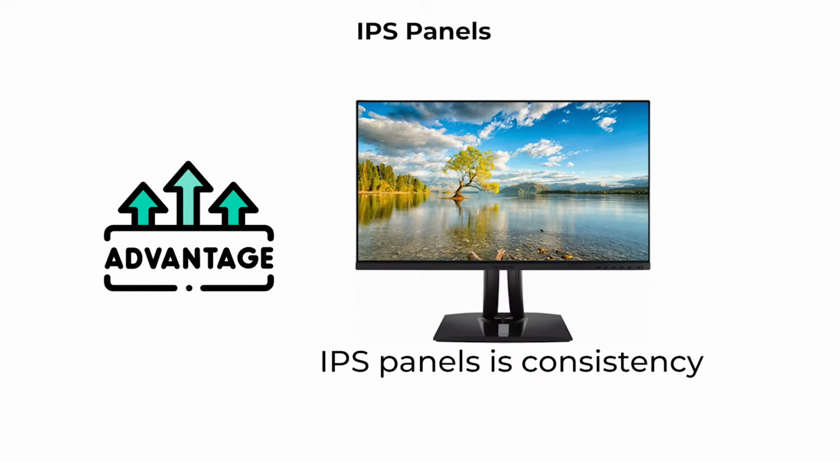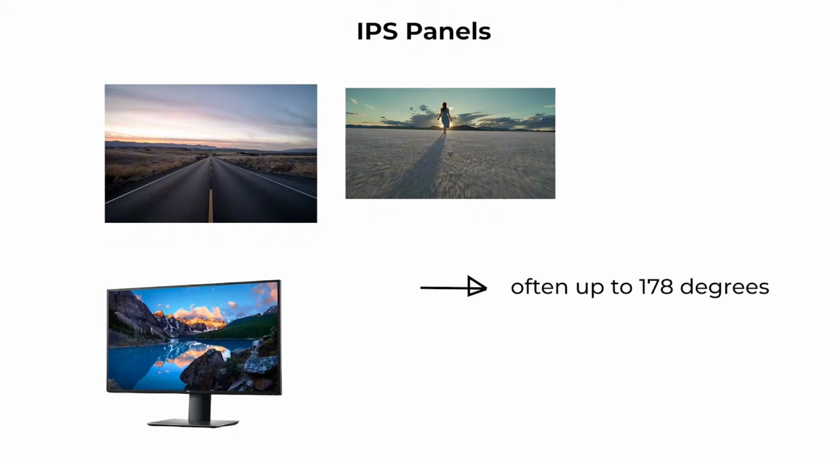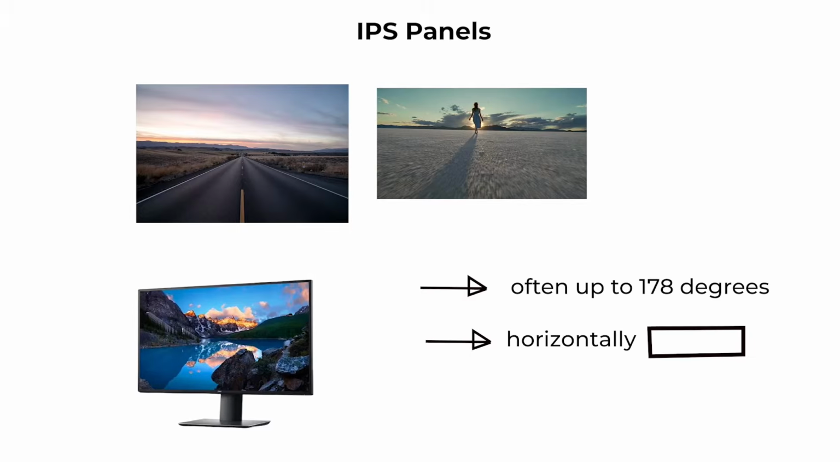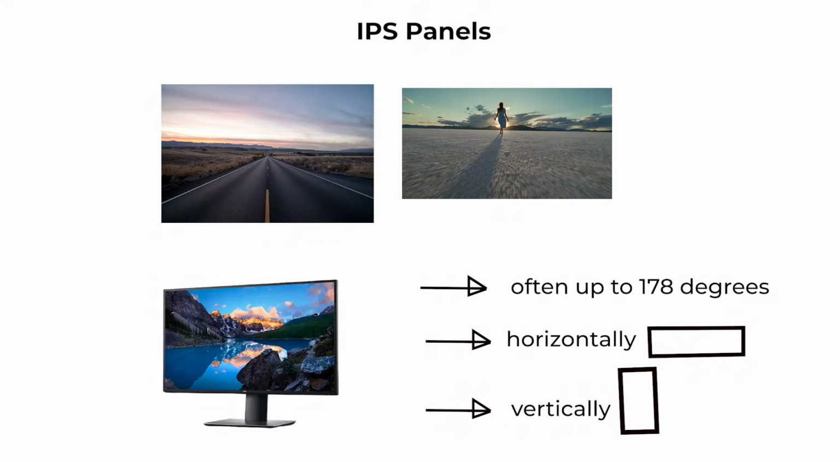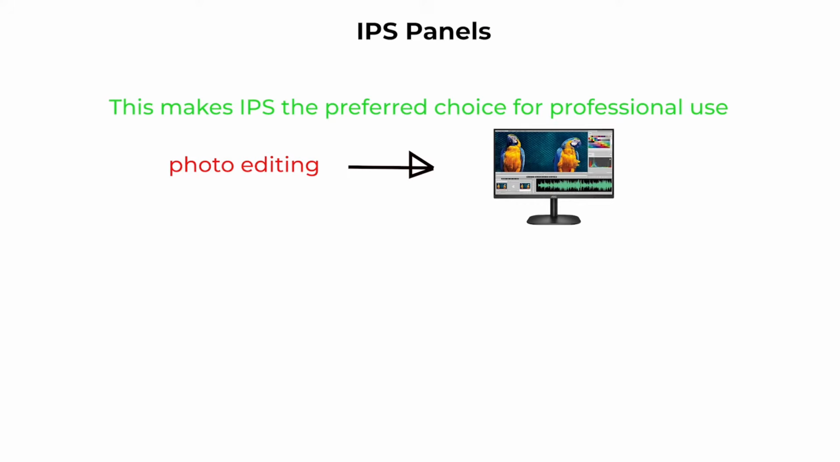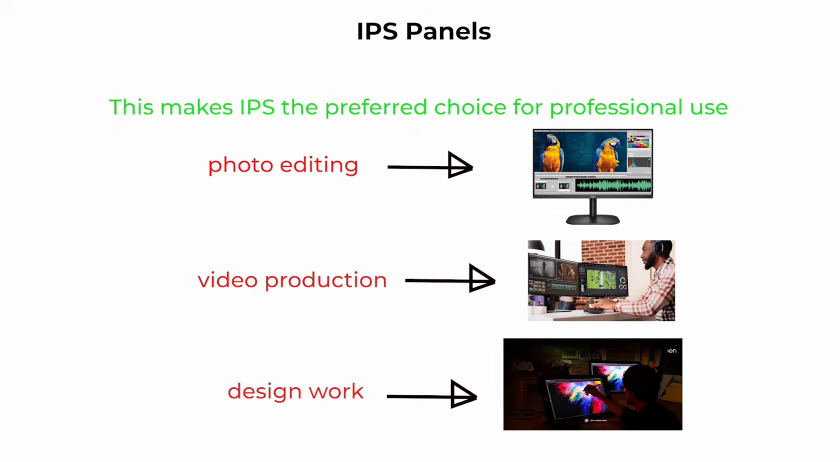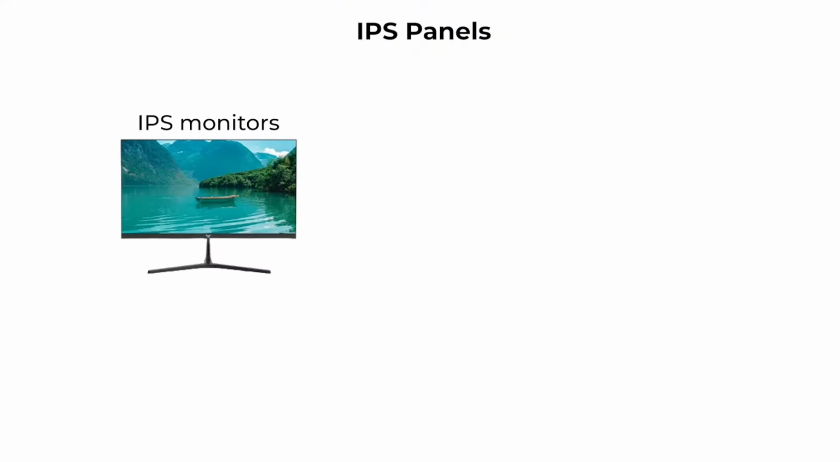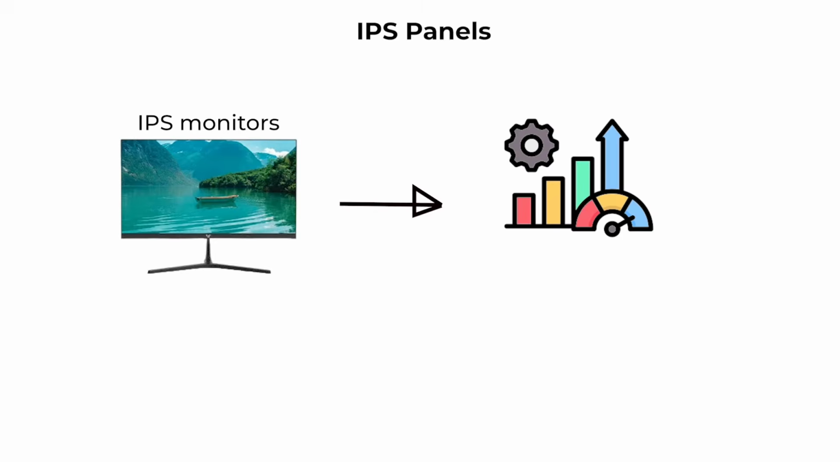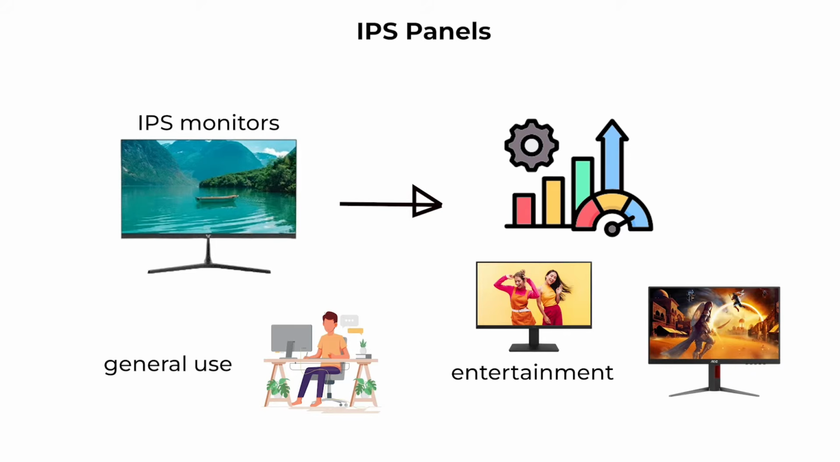The key advantage of IPS panels is consistency. Colors remain accurate even when viewed from wide angles, often up to 178 degrees horizontally and vertically. This makes IPS the preferred choice for professional use in photo editing, video production, and design work, where precise color reproduction is critical. IPS monitors also perform very well for general use and entertainment, since the picture does not shift when the viewer moves slightly off-center.